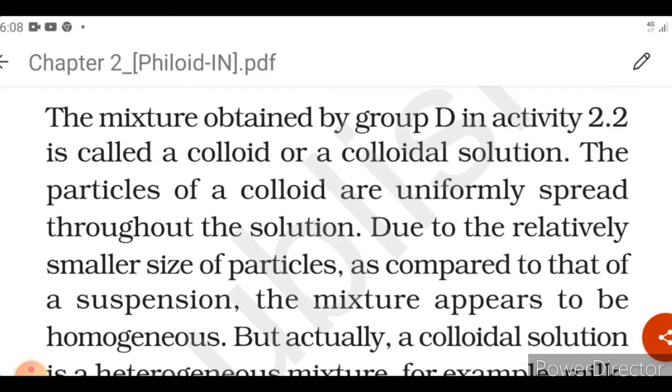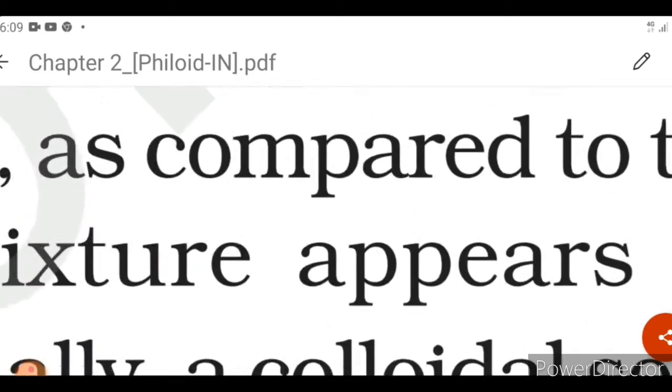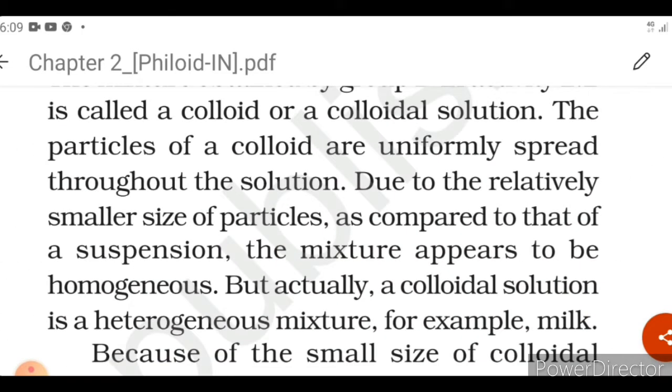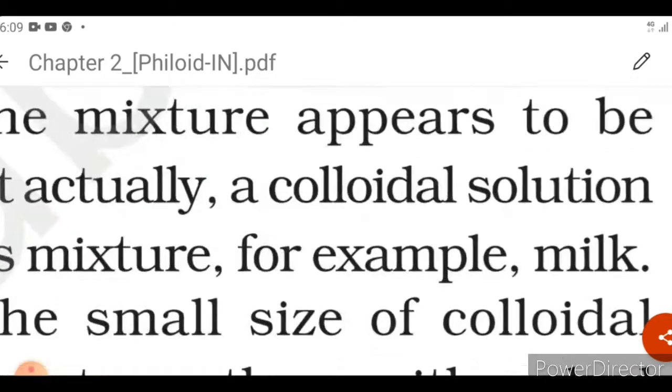Yes, as we discussed in our video, due to the relatively smaller size of particles as compared to that of a suspension, the mixture appears to be homogeneous. See guys, note this word: appears. Just appears, not real. It appears to be homogeneous, but it's not a homogeneous mixture. It's a heterogeneous mixture, which means there will be no uniform composition throughout the solution. For example, they have given milk.